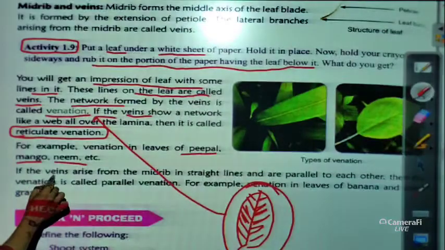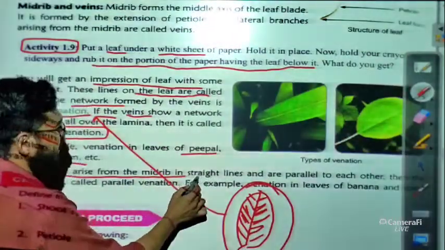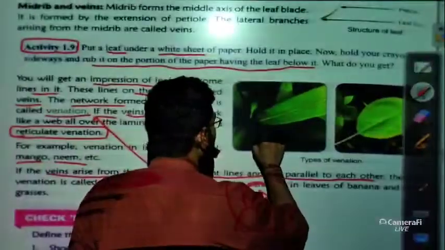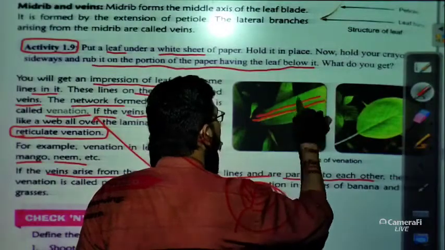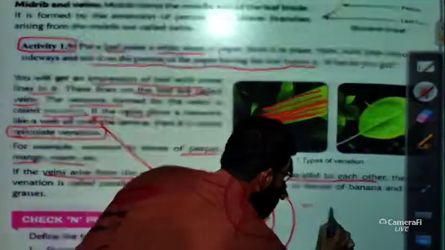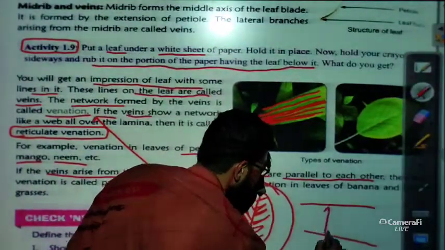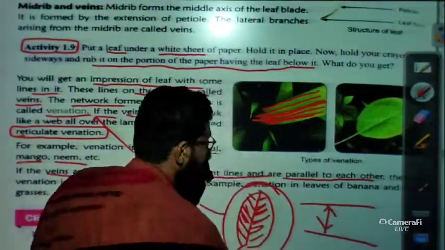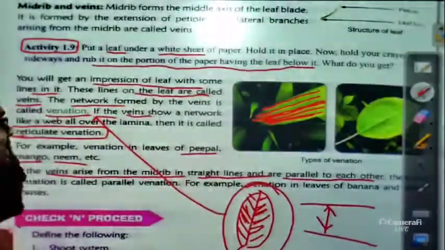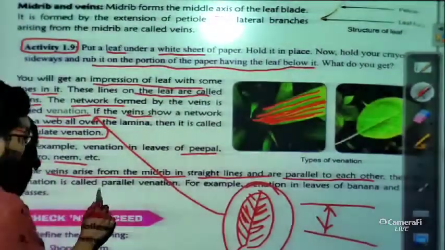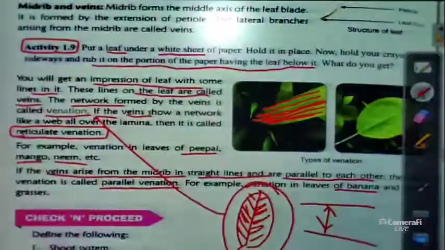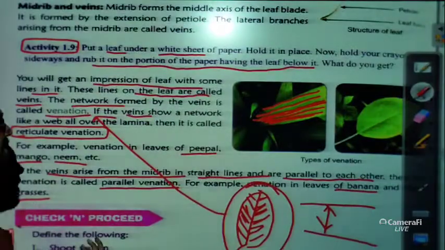And if the veins arise from the midrib in straight lines and are parallel to each other, you can see here in this picture, if this is the midrib, the veins are like this, parallel to each other. Parallel lines means the distance between the two lines is always the same. All the veins are parallel to each other, and this venation we call parallel venation. For example, banana and grasses, very common examples.